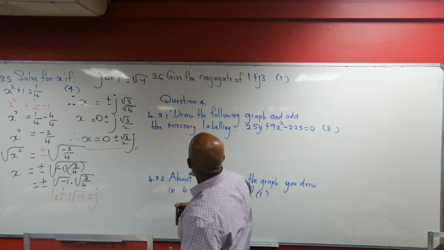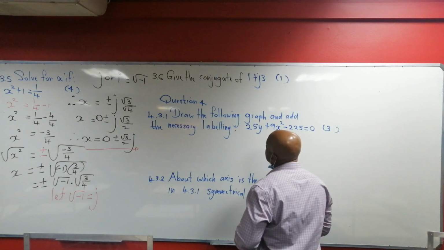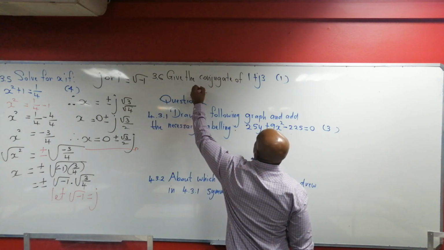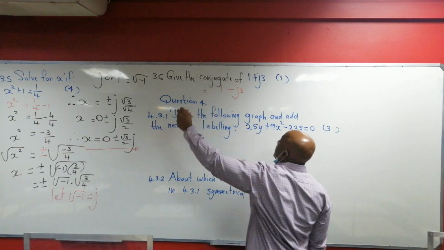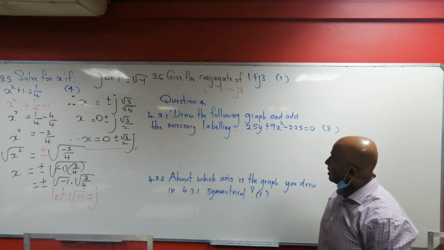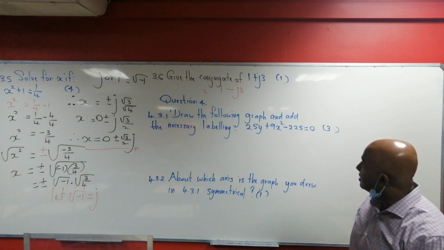Then they ask you the next question for 1 mark. Give the conjugate of 1 plus 3j. So the answer there will be 1 minus j3 or 3j. It doesn't make a difference where you write down the 3. So that's done. That is your 1 mark there.